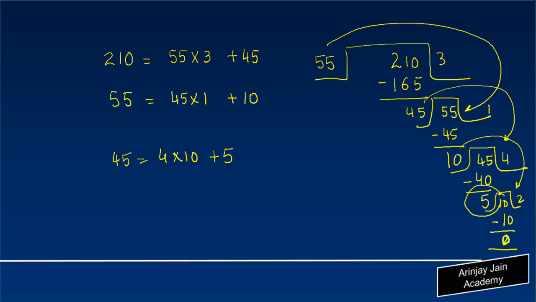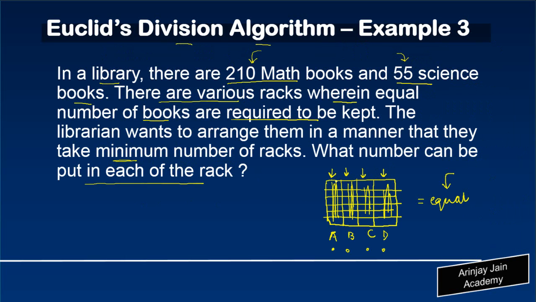So the highest common factor is what? 5, right? For the sake of completeness, I just write this as it is. Which means what? That for each of these racks we have to keep 5 books, because if we keep more than 5 books, okay, then probably we may end up in one of the racks not having the equal number of books. So let me give you an example.